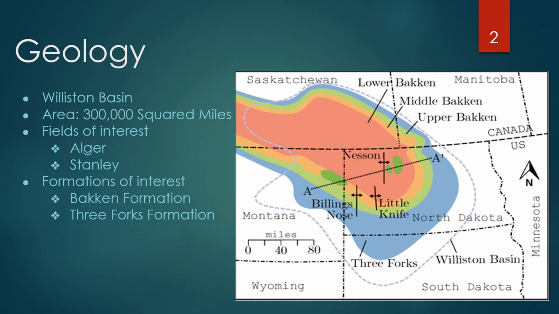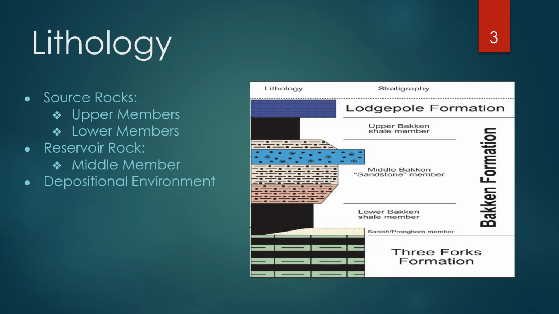Thanks, Kyle. The Williston Basin is our basin of interest, and our fields of interest are Alger and Stanley fields, which are located in the central west of the basin. Our formations of interest are the Bakken Formation and the Three Forks. The upper and the lower shale members are organic-rich source rocks that supplied oil to the middle member, which is the reservoir rock. During the transition from Devonian to the Mississippian period, major uplift and erosion occurred along the margins of the basin. I'll pass it off to Kyle.